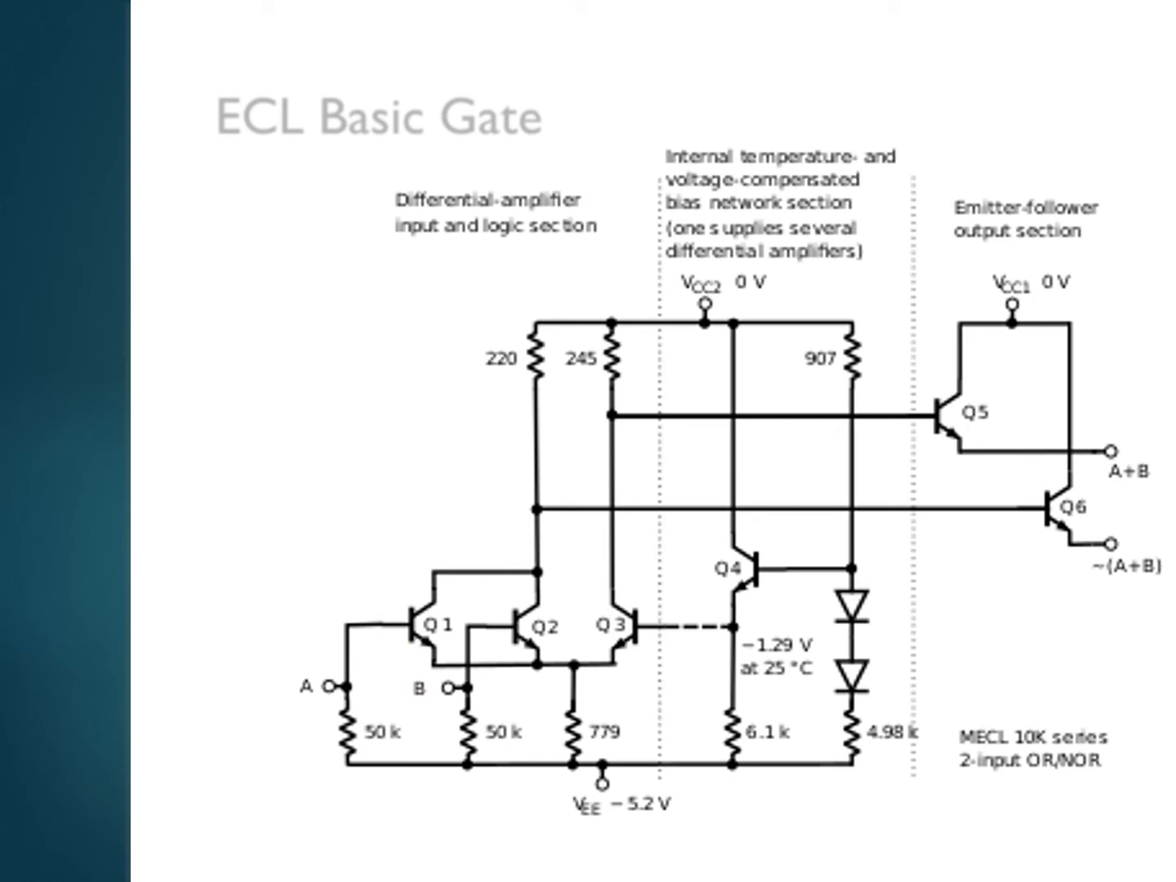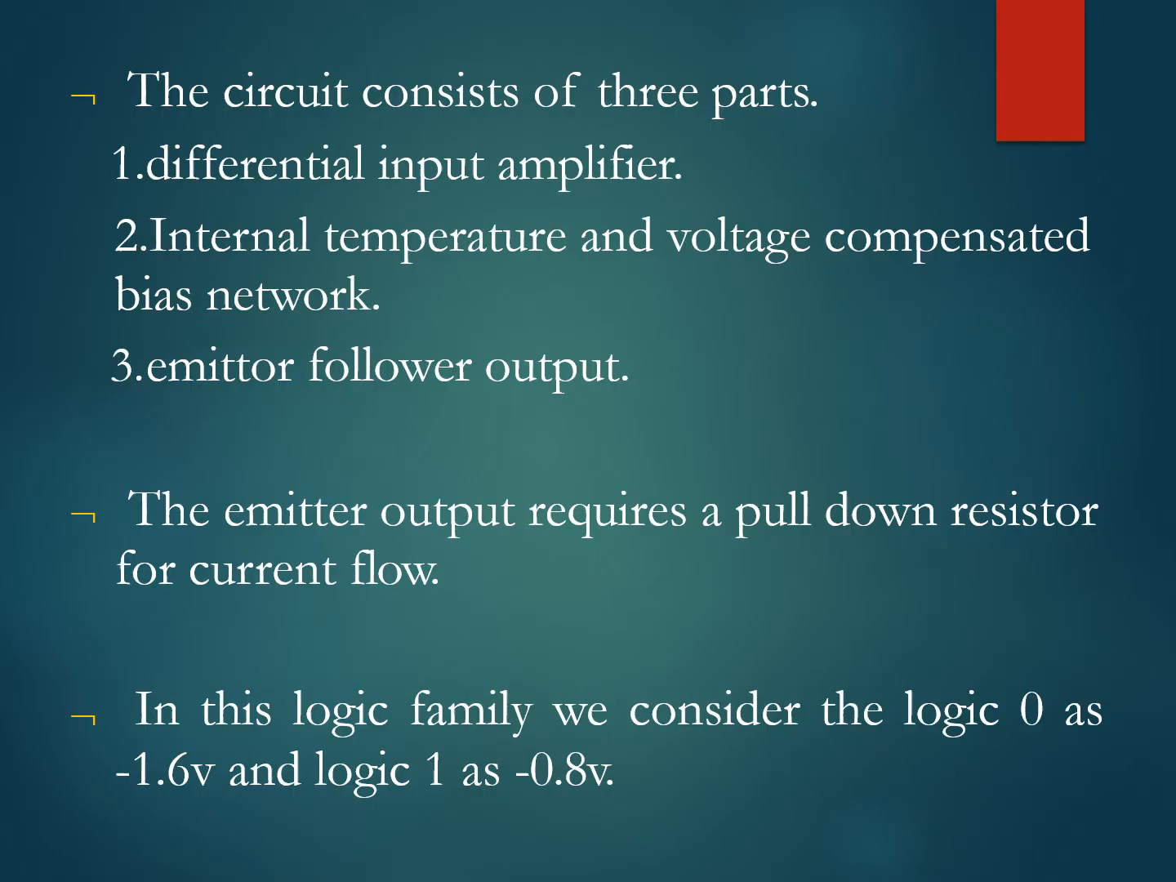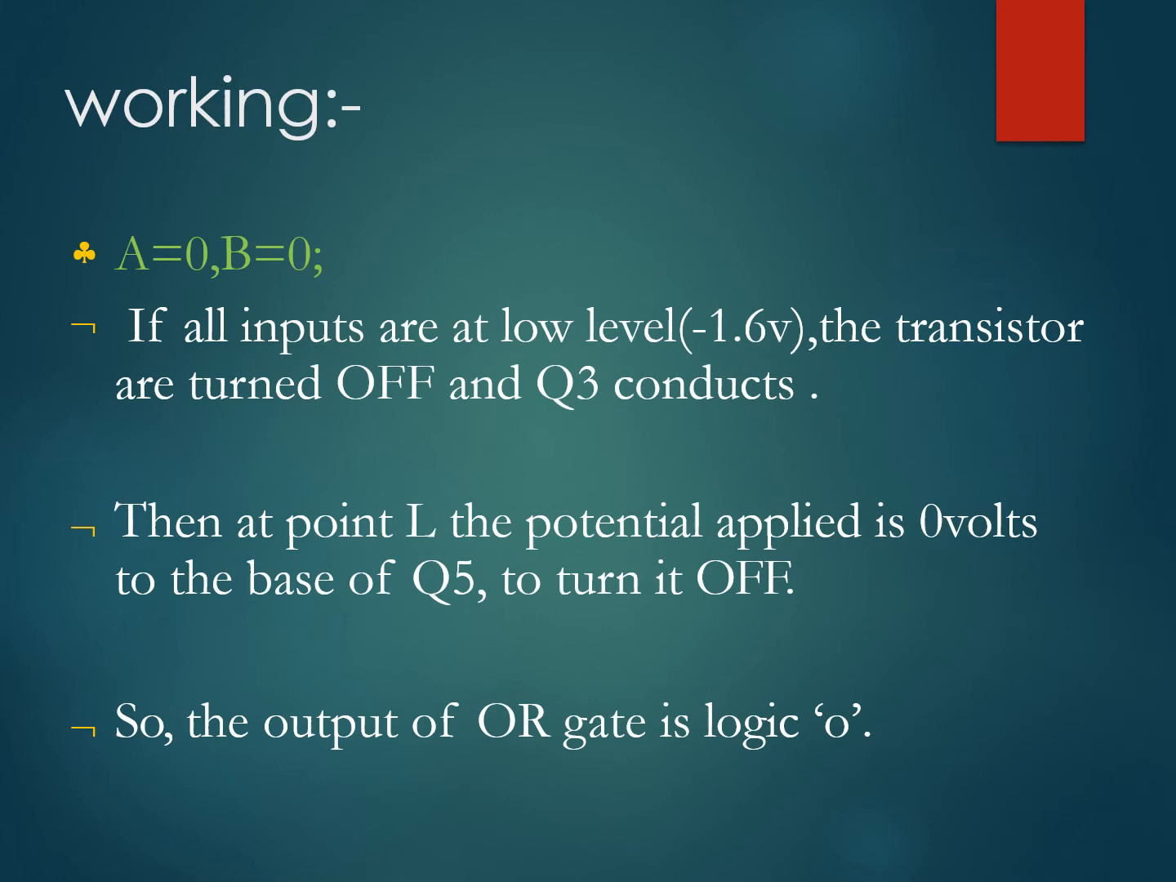What happens when these two transistors are at the lower level, which means minus 1.6 volts? The transistors are turned off. That is Q1 and Q2 are turned off, which allows Q3 to conduct. Then at this point, only 0 volts is applied to the base of the transistor Q5, which turns it off. So the output logic of the OR gate is now 0.